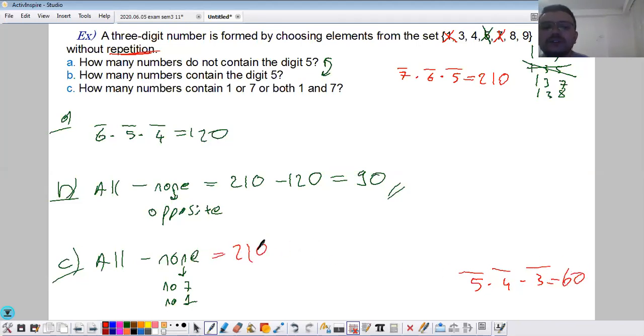From all 210, subtract 60. That makes 150. In 150 numbers, you have sometimes only number 1, like 138. Sometimes you have both of them. Sometimes you have only 7, like 789.